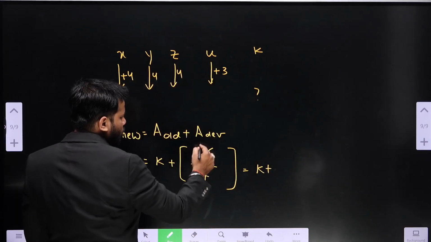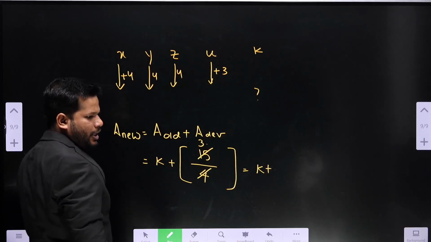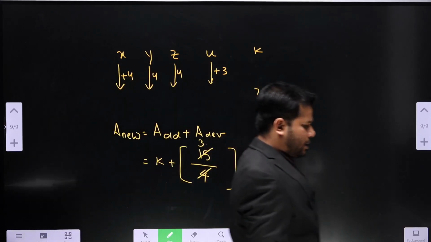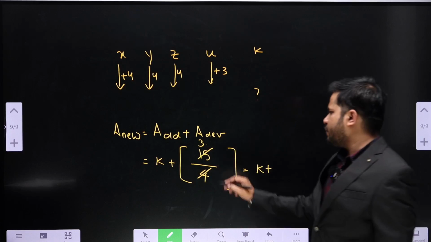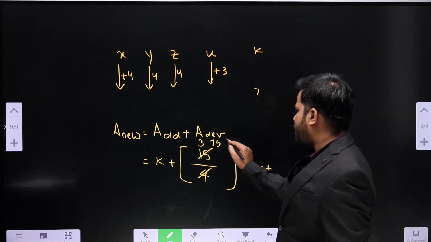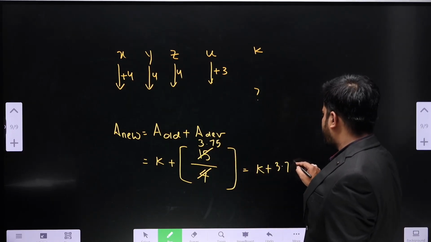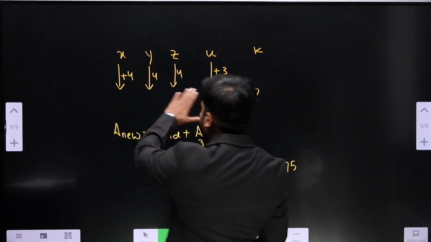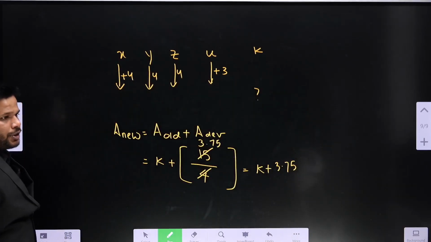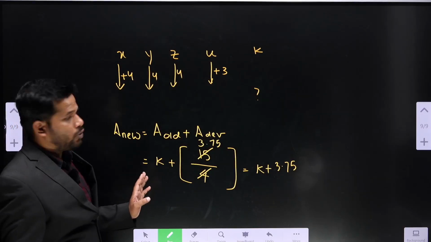What is k plus 15 by 4? Cancel this. 4 3s are 12. How much remains? 30. 7 4s are 28. Fit 5. 3.75. So the answer would be k plus 3.75. If there is a differential change, what you have to do is you have to use this method. I hope you got it.